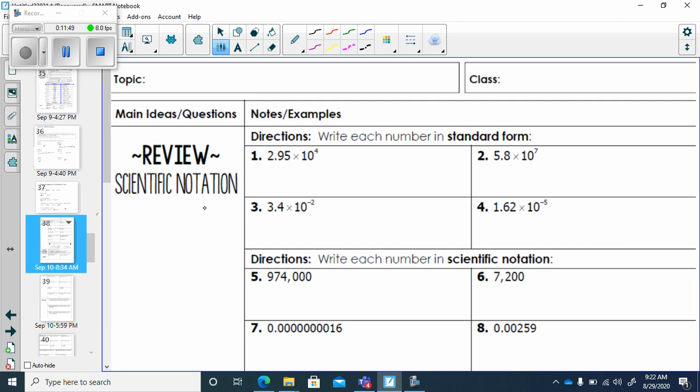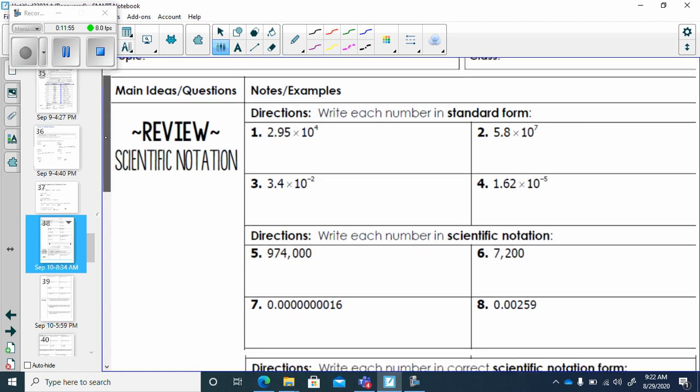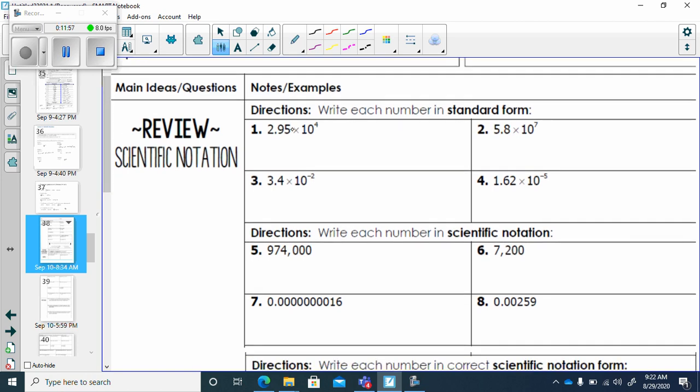And now let's look at just a few more things on writing numbers in standard form. I want to make sure you understand how to write them in standard form. If I've got a number like this and I'm trying to write it in standard form, times 10 to the 4th, that means this is a big number. I'll move this decimal 4 places. 1, 2, 3, 4. 29,500.